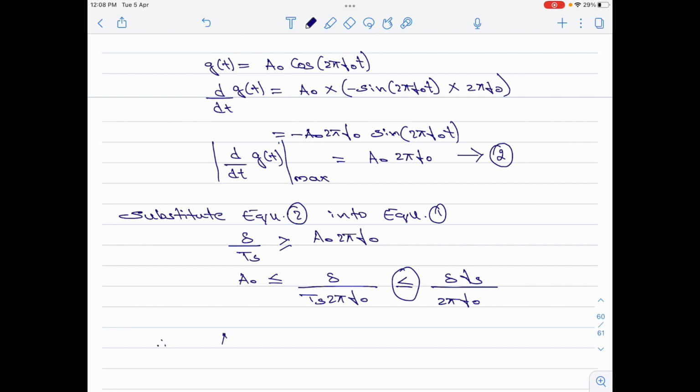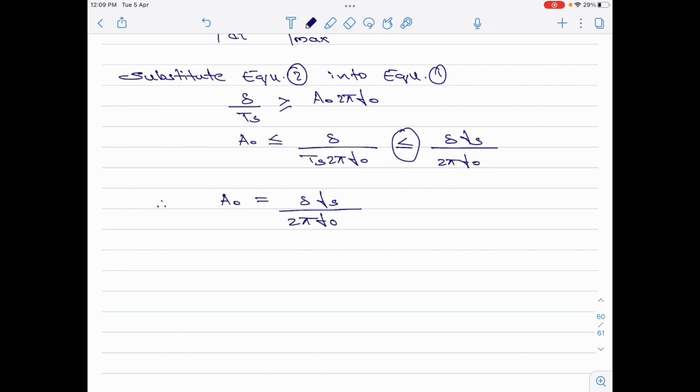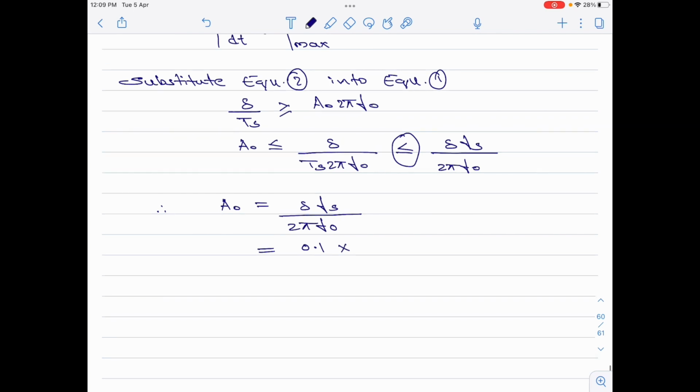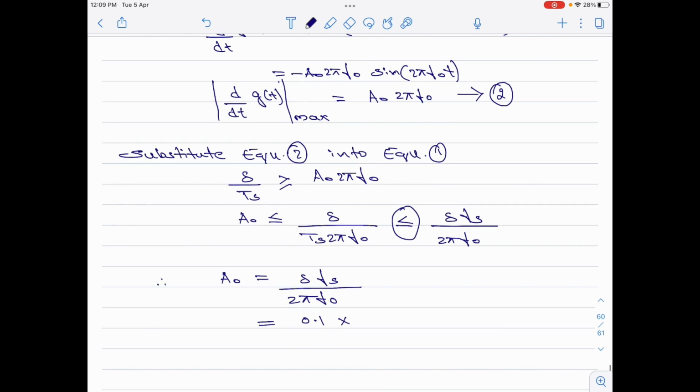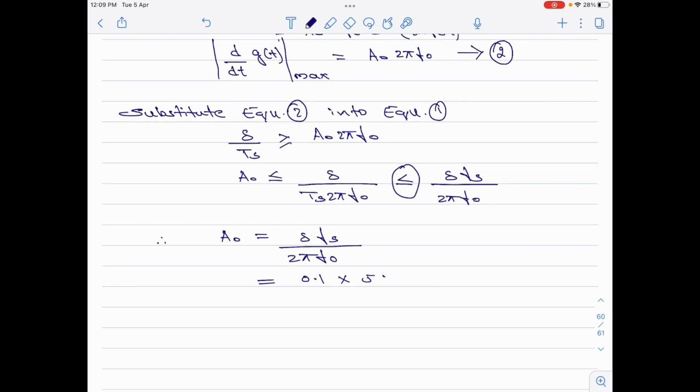Therefore, A naught is equal to delta Fs divided by 2 pi F naught. Let us now start substituting the values. Delta is equal to 0.1 multiplied by the value of Fs, which we previously found as 5 multiplied by 6.8 kilohertz. So it would be 5 multiplied by 6.8 into 10 power 3 divided by 2 multiplied by pi multiplied by F naught. F naught here represents the test sinusoid, which is 1 kilohertz.